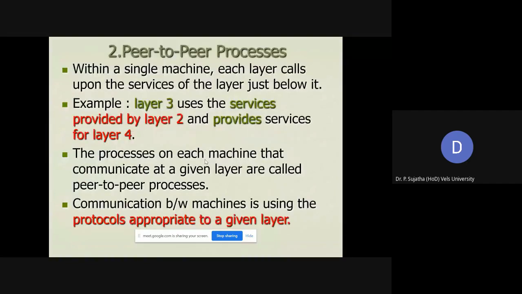Okay. So each layer gets the service from its nearby layer and provides the service to the upper layer. So this is called as peer-to-peer process. Understood?